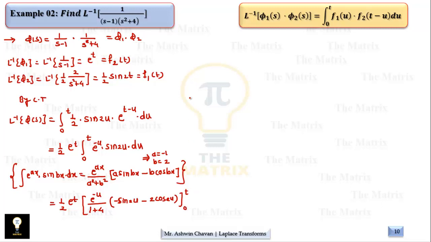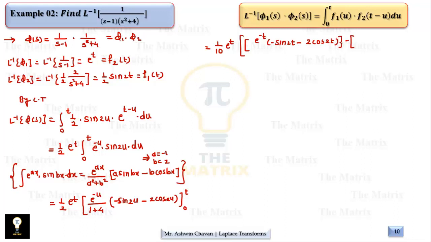Okay, so this will give us 4 plus 1, 5, at the denominator, so outer half gives us 1 by 10 e raised to t. Now upper limit value: put u as t, it gives us e raised to minus t into minus sine 2t minus 2 cos 2t. This is upper limit value minus lower limit.